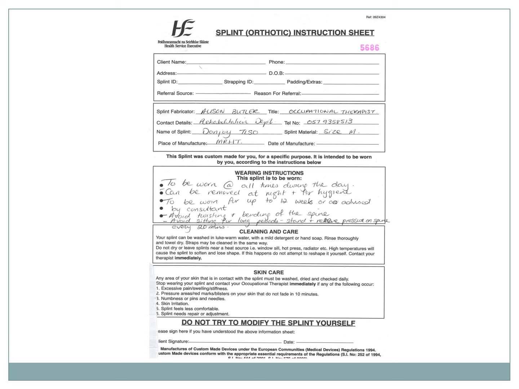This is an example of the orthotic instruction sheet that all patients fitted with a brace by OT will be provided with. It includes information on the patient's details, the details of the therapist who fit the brace, the name of the brace, the wearing instructions, cleaning and care advice, and skin care advice.